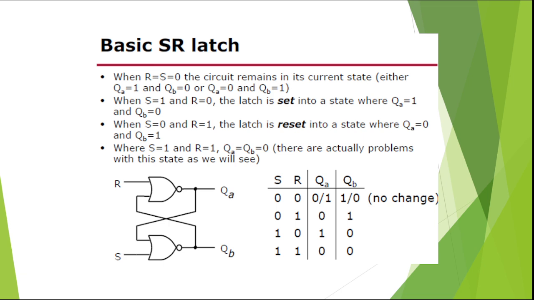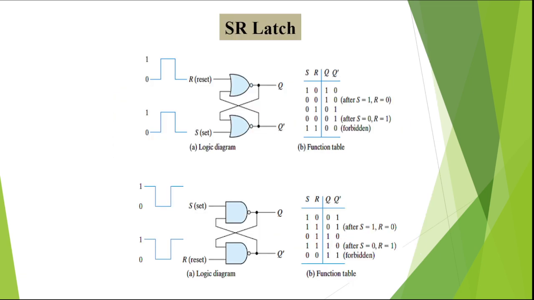What is the meaning of this? Invalid, right? Otherwise, we can call it the forbidden state. So that is the logic diagram that has been given for the SR latch. This is the SR latch constructed with NOR. This is the SR latch constructed with NAND. For NOR and NAND, we have a function table.